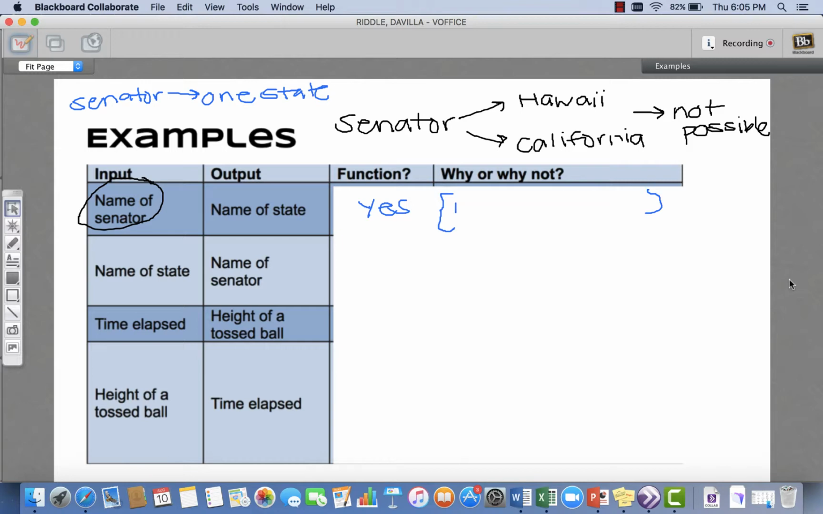So senator equals one state. Okay, what about the opposite of it? Is it a function when you have the name of a state as the input and the name of a senator as the output?